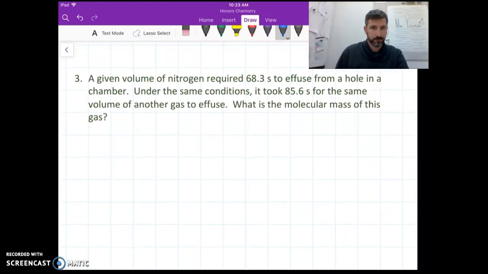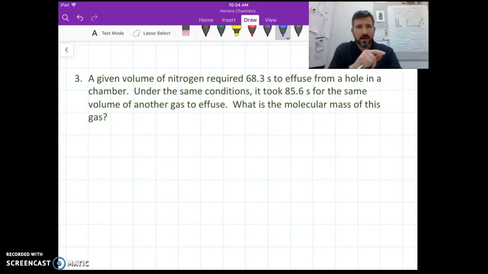One more question. Given volume of nitrogen required 68.3 seconds to effuse from a hole in a chamber. Under the same conditions, it took 85.6 seconds for the same volume of another gas to effuse. What is the molecular mass of this gas?